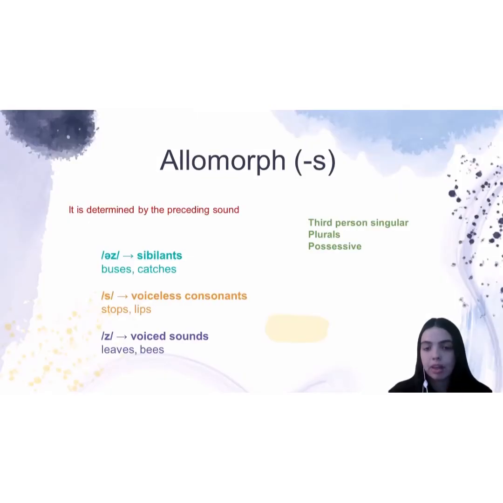Allomorph s. The pronunciation of the s suffix is determined by the preceding sound. It occurs in the third person singular, plural, and possessive. It is pronounced iz following sibilants, for example, buses, coaches. It is pronounced s following voiceless consonants, for example, stops, lips. It is pronounced z following voiced sounds, for example, lives, bees.